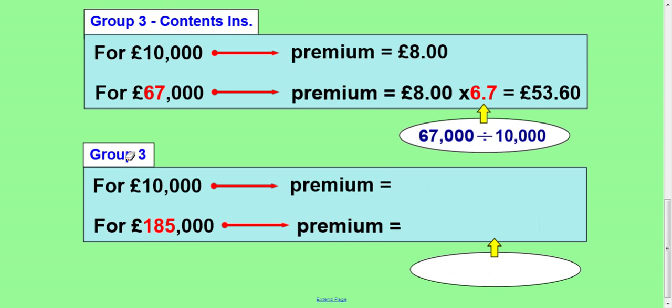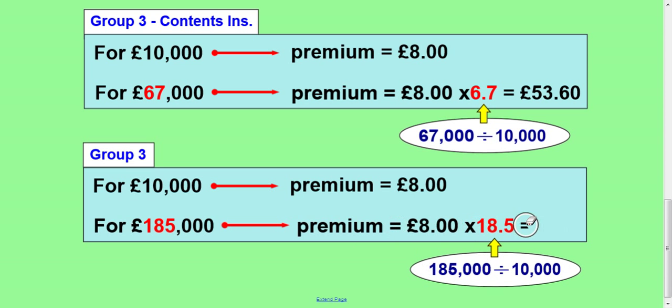Okay, right, Group 3. Let's see what that was. That must be the same idea. Group 3 contents, but what happens when you're trying to find £185,000 worth? Well, what do you need to multiply 10,000 by to get 185,000? You could do a wee sum, divide like that. It comes out as 18.5. Then you just multiply your 8 by your 18.5.